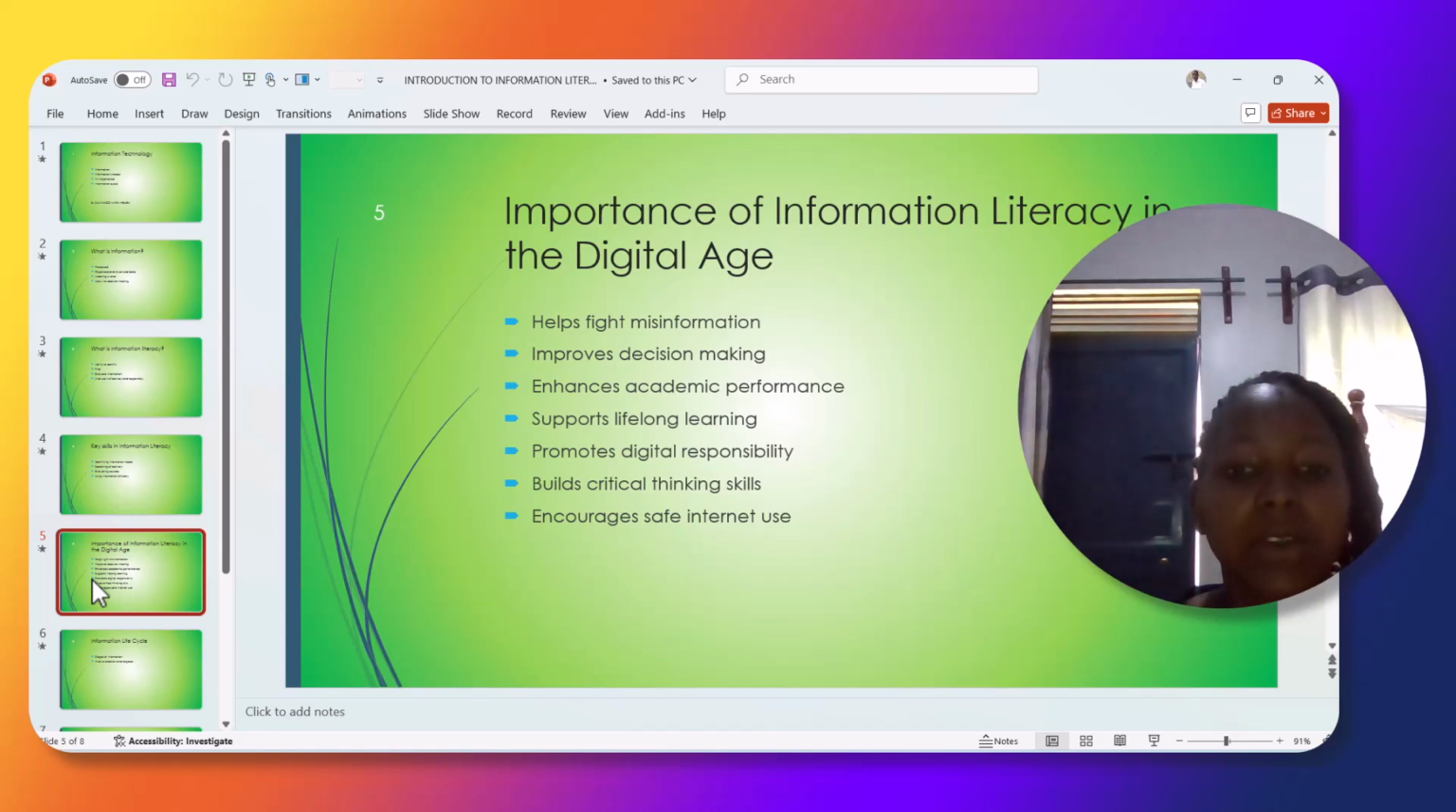Then it improves decision making, it enhances academic performance, supports lifelong learning, promotes digital responsibility, builds critical thinking skills, encourages safe internet use.